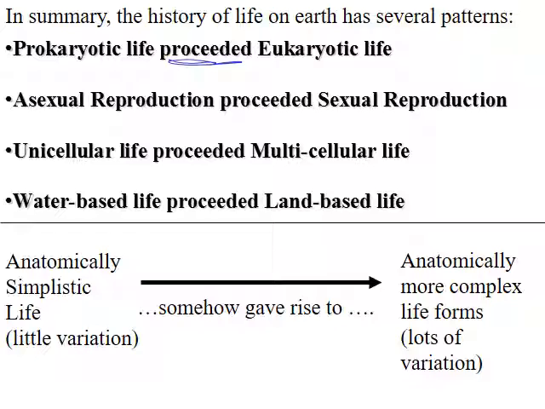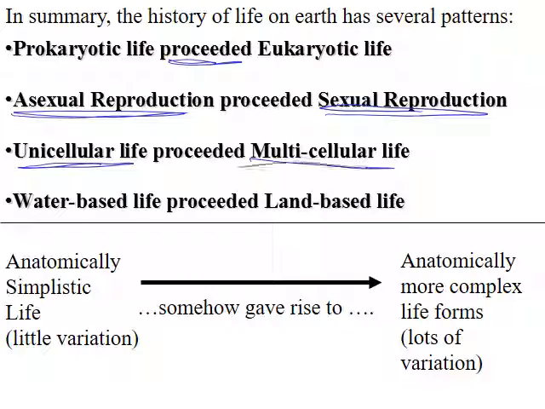And because they're prokaryotic and they're single-celled, we assume that means asexual reproduction, a very simple form of reproduction, preceding sexual reproduction, like most eukaryotic forms of life do today. And that, of course, means we have unicellular life preceding multicellular life, and that the earliest forms of organisms appear to be entirely water-based, and it's not till later that you see things that looked as though they could survive on land.